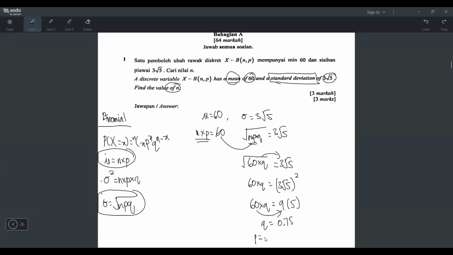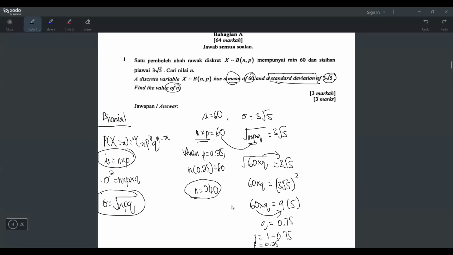The total probability must be 1. Okay, when you add two probabilities, it must be 1. So to get the other probability, it will be 1 minus 0.75 and you will get 0.25. And now you can find your n, just take the P, you substitute inside here. So now, when P equals 0.25, n times 0.25 equals 60 and your n answer will come out 240.